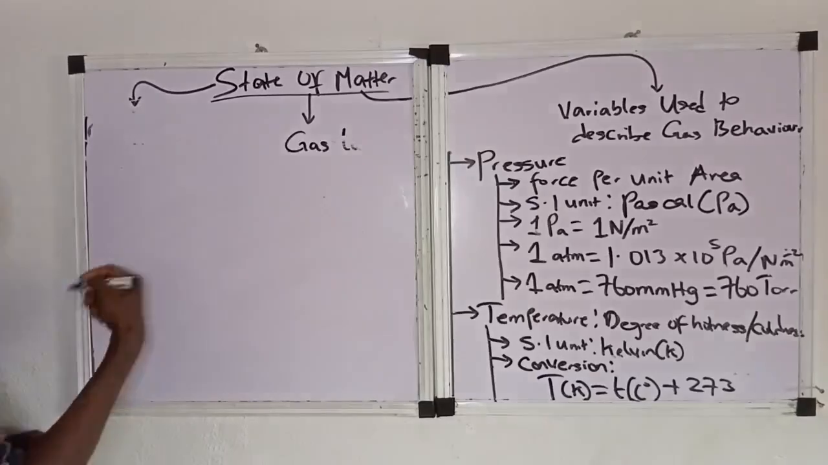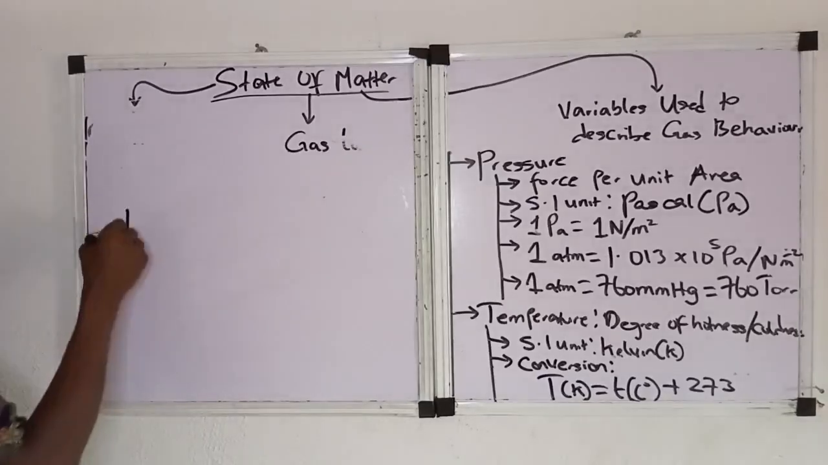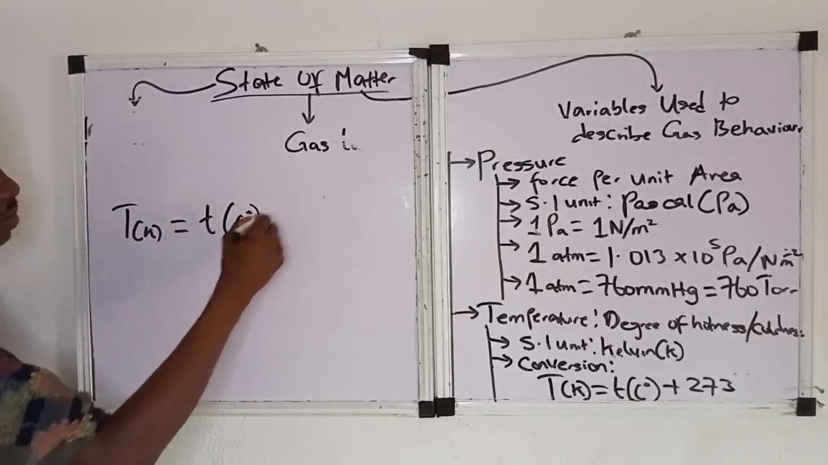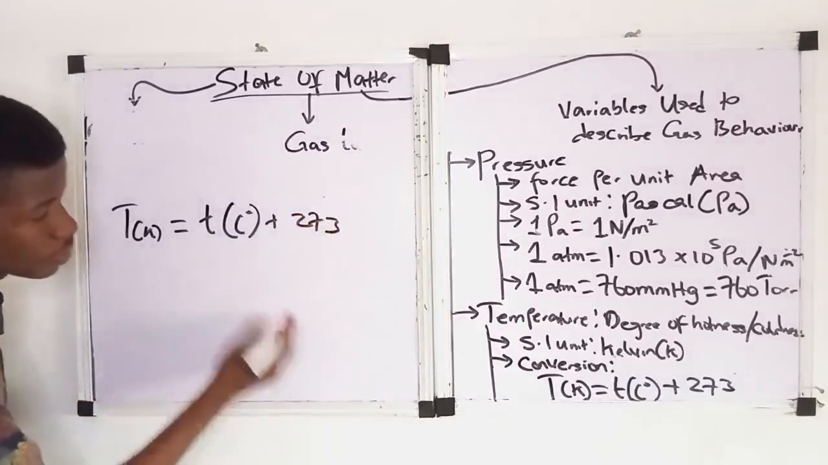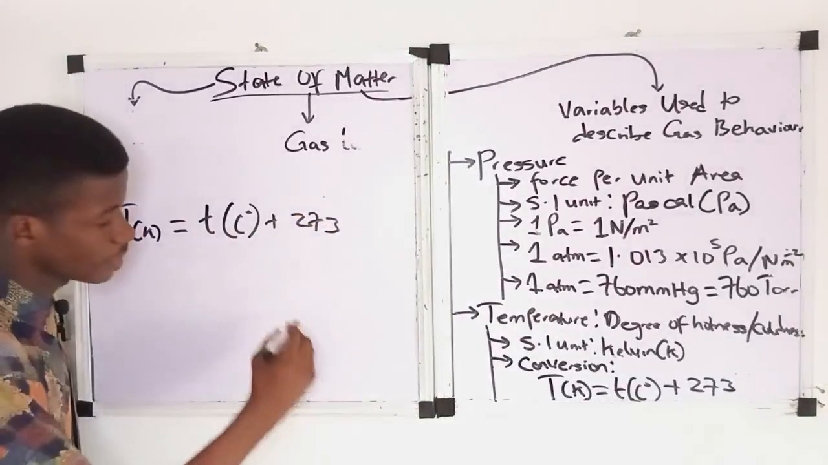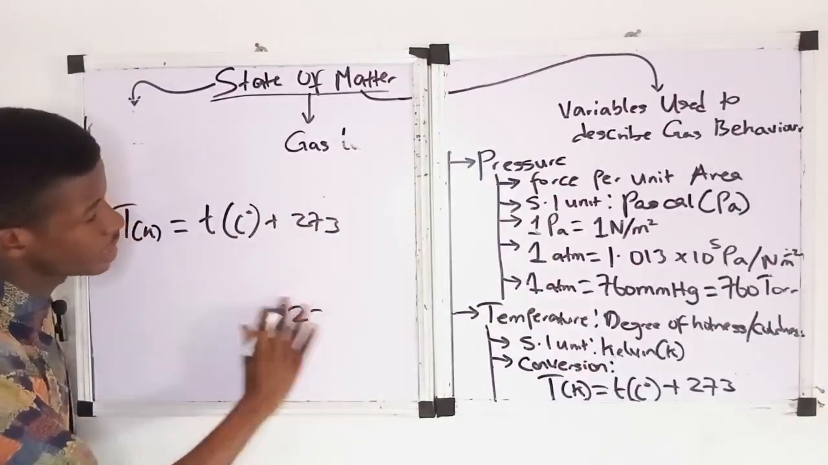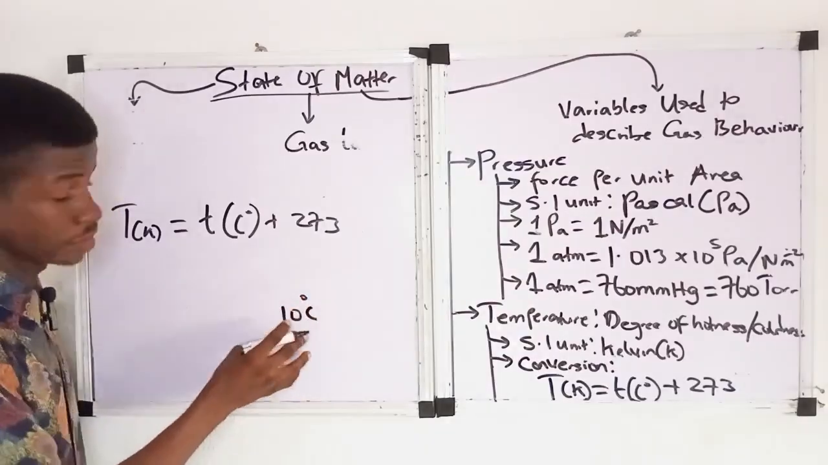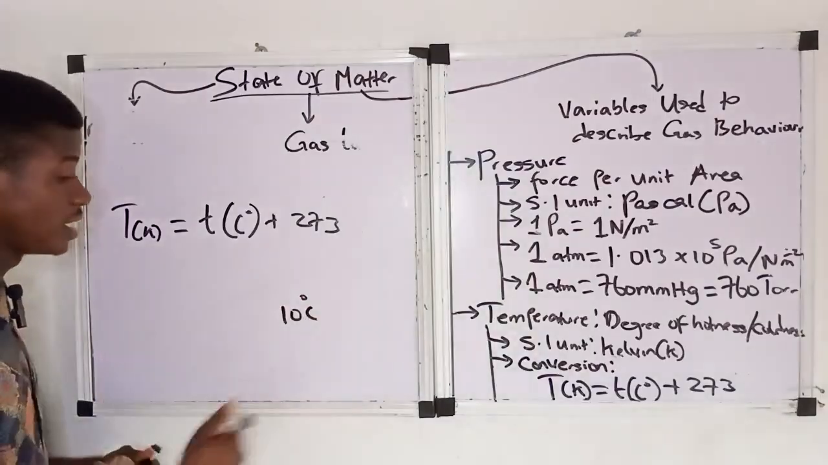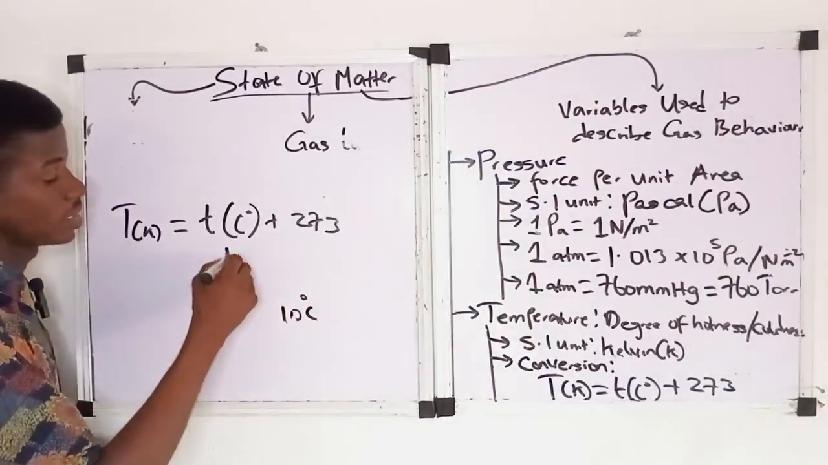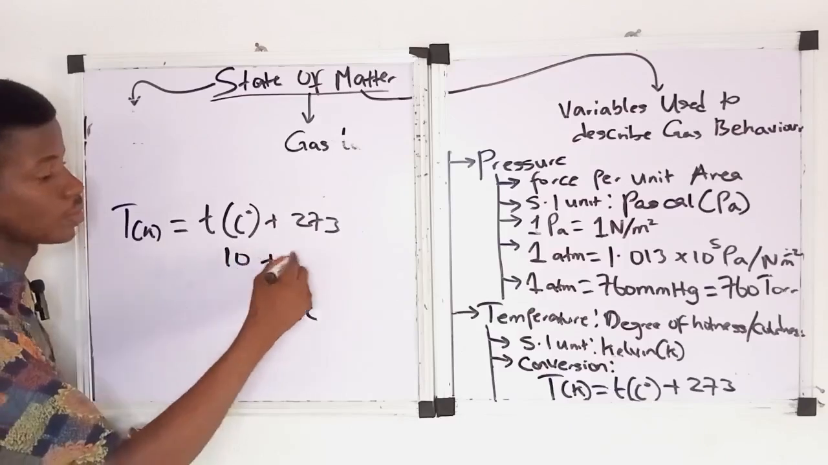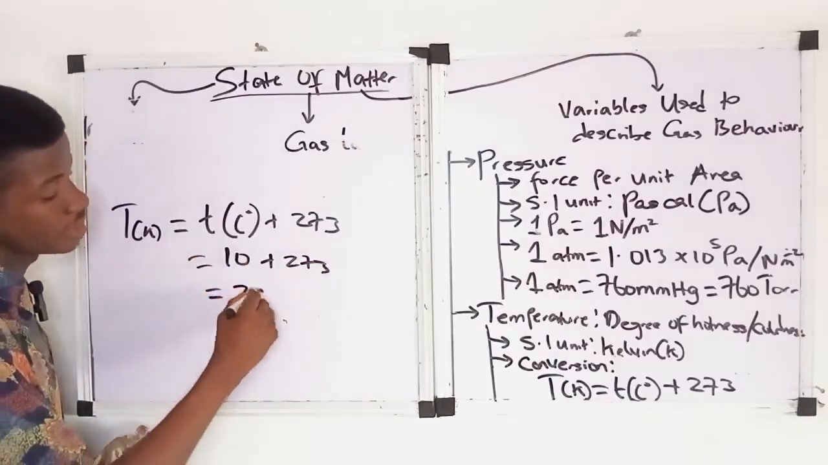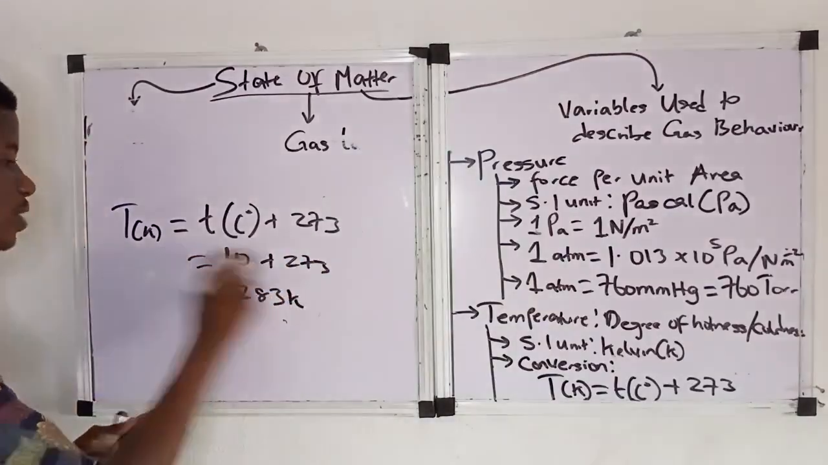Now to convert from Celsius to Kelvin is very easy. Temperature in Kelvin is equal to the temperature in Celsius plus 273. What is this telling you? Let's say they give you 10 degrees Celsius and they tell you to convert it to Kelvin. Take the 10 degrees Celsius, then add 273. You get your temperature in Kelvin, which is 283 Kelvin. So it's very easy.